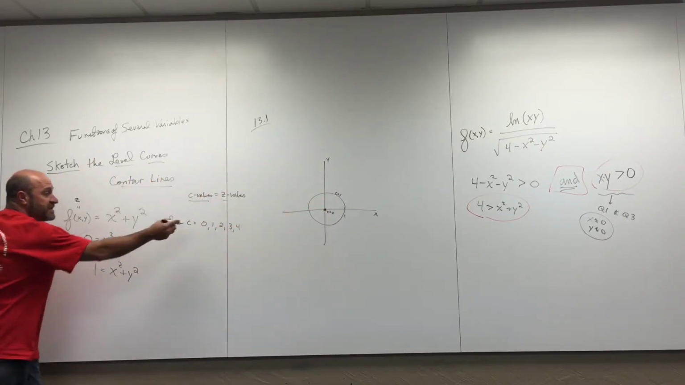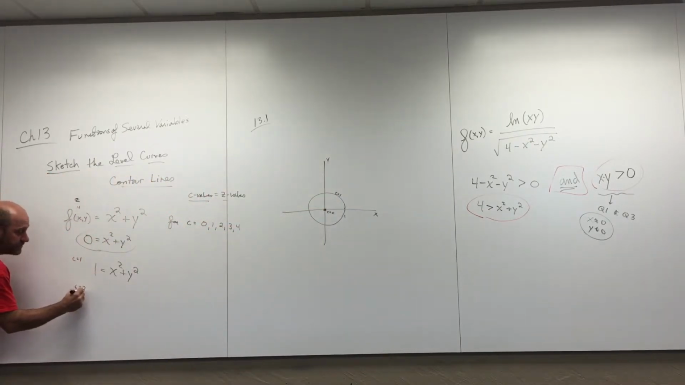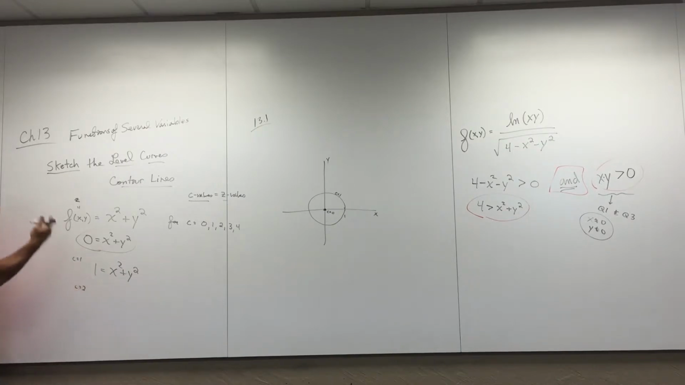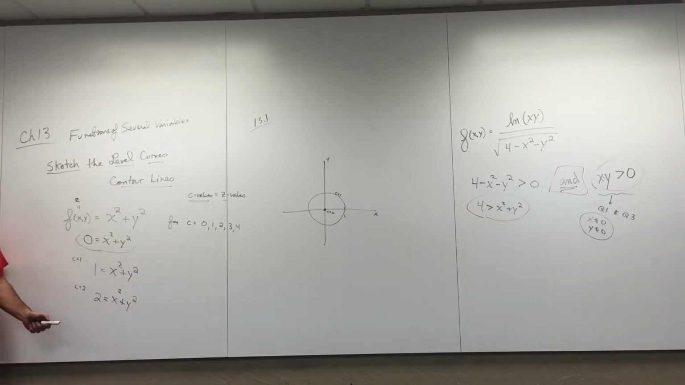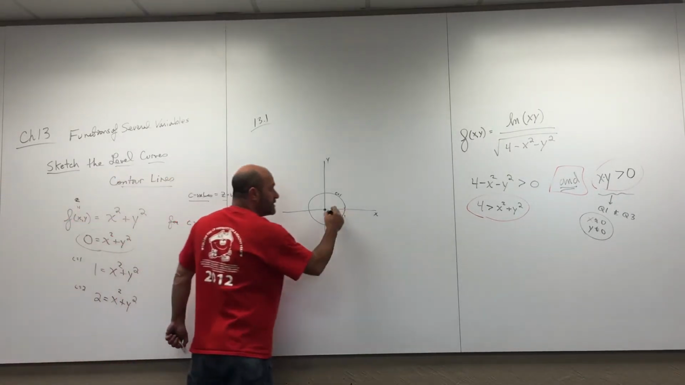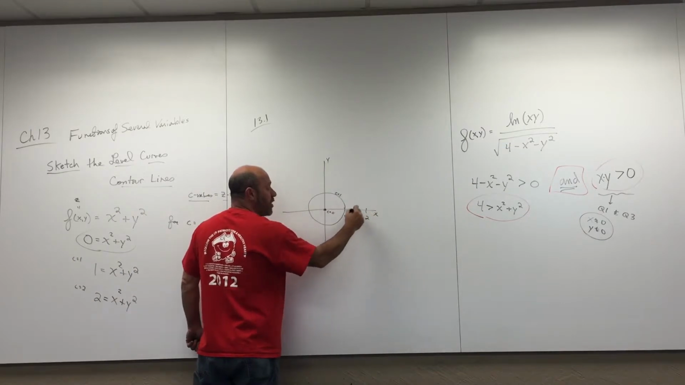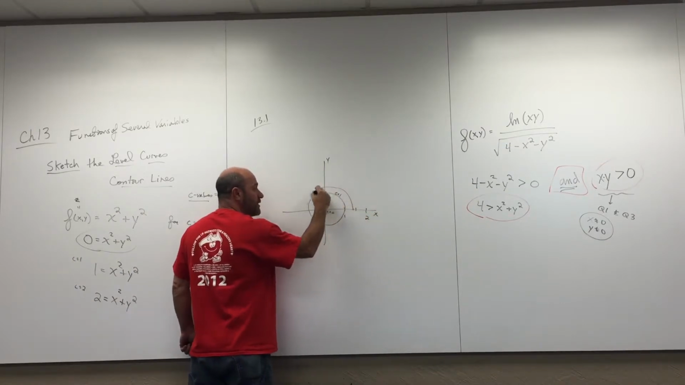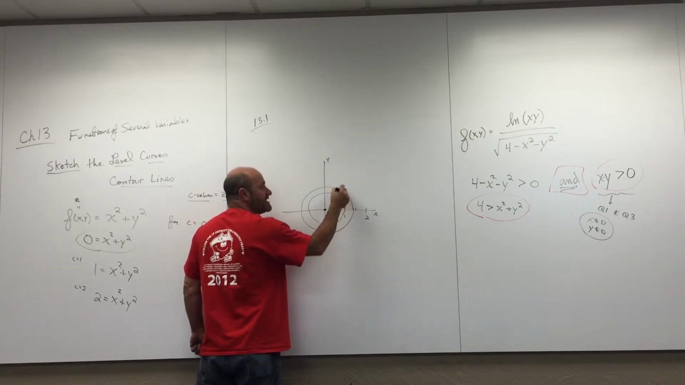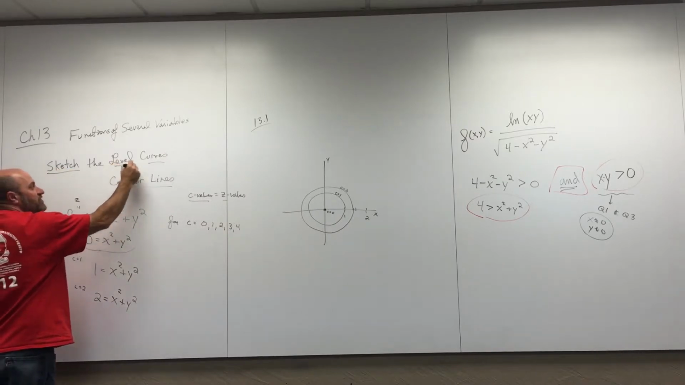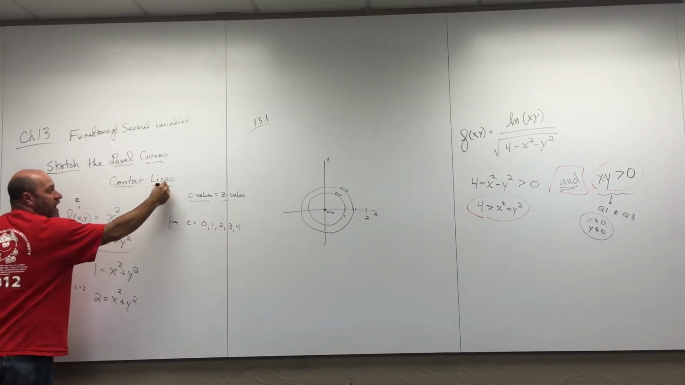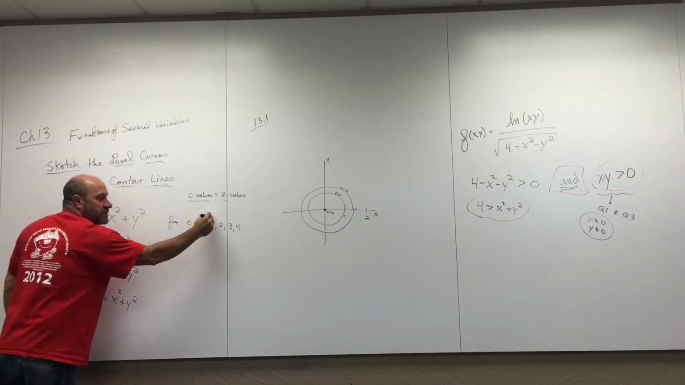Here, let's move on. When c equals 2, it's real easy. Radius squared. Plug in a 2 for z, and you get this, and what is this? Square root of 2. Circle with a radius square root of 2. Which is, that's 2, there's 1.4. Here it is. Circle, radius square root of 2. That's the contour line, c equals 2, or the level curve. We're sketching level curves or contour lines for each of these c values.